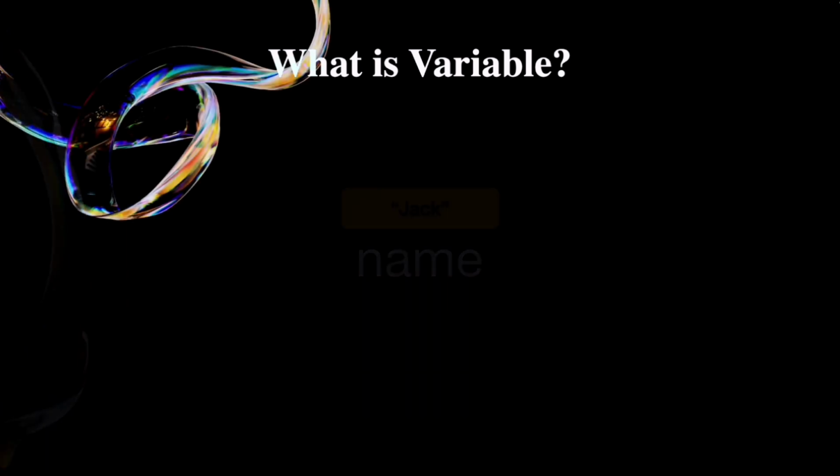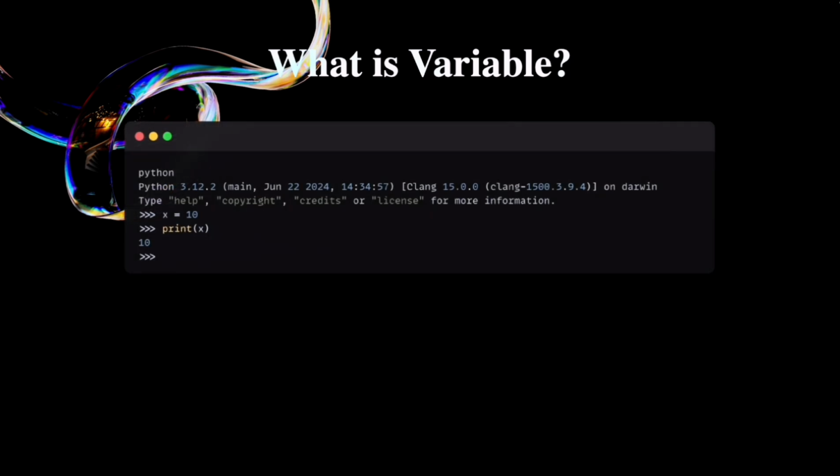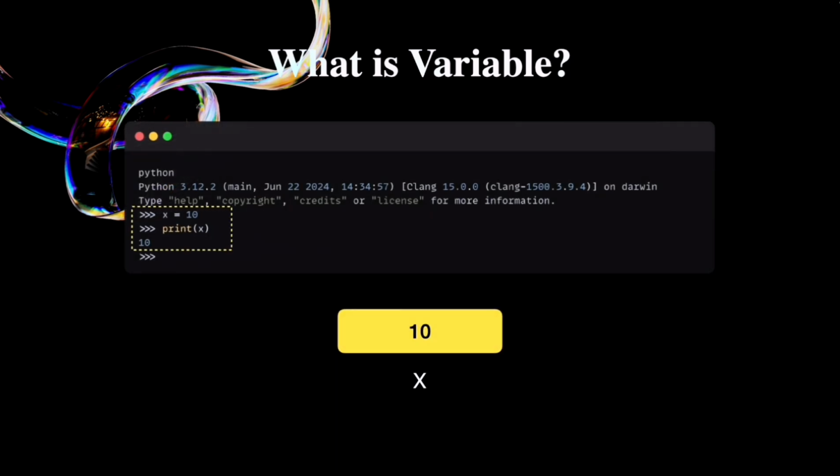For example, if we see here, in this code, x is a variable in which we have stored the value 10. And in the print statement, we have accessed the same variable by its name. This will print the current value of the variable x.